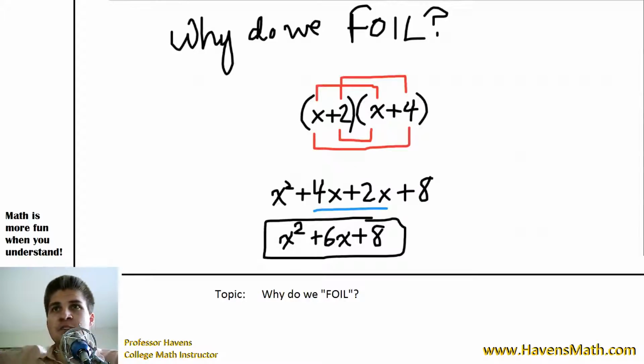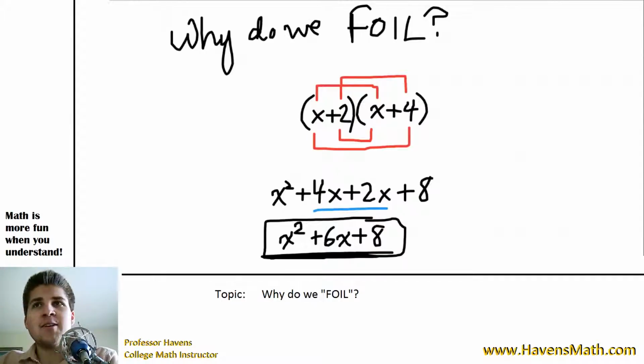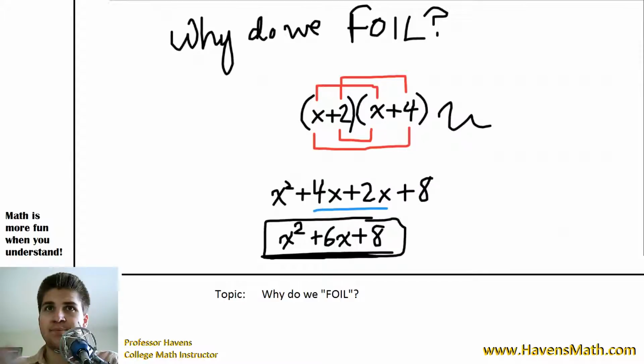Factoring is the idea of undoing this. So if we're starting with a polynomial like our answer and we want to know how to break it up into pieces, that's what the idea of factoring is. But that's a topic for another video. Anyway, so why is foiling? Why do we have to take all these products?